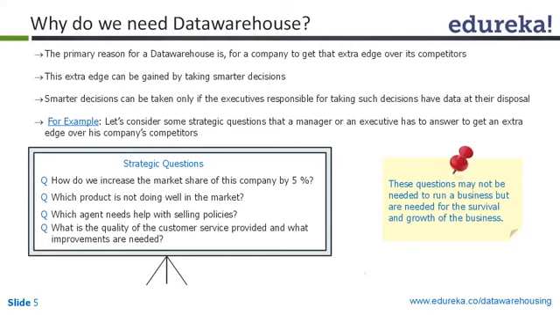So the primary reason for a data warehouse is for a company to get that extra edge. This extra edge can be gained by taking smarter decisions in a timely manner. Smarter decisions can be taken only if executives responsible for such decisions have data at their disposal. Now there was a time when fact-based decision and experience-based decision making was much more prevalent. We are moving from that era and going into an era where fact-based decisions have gained importance in our life. So data is very essential.